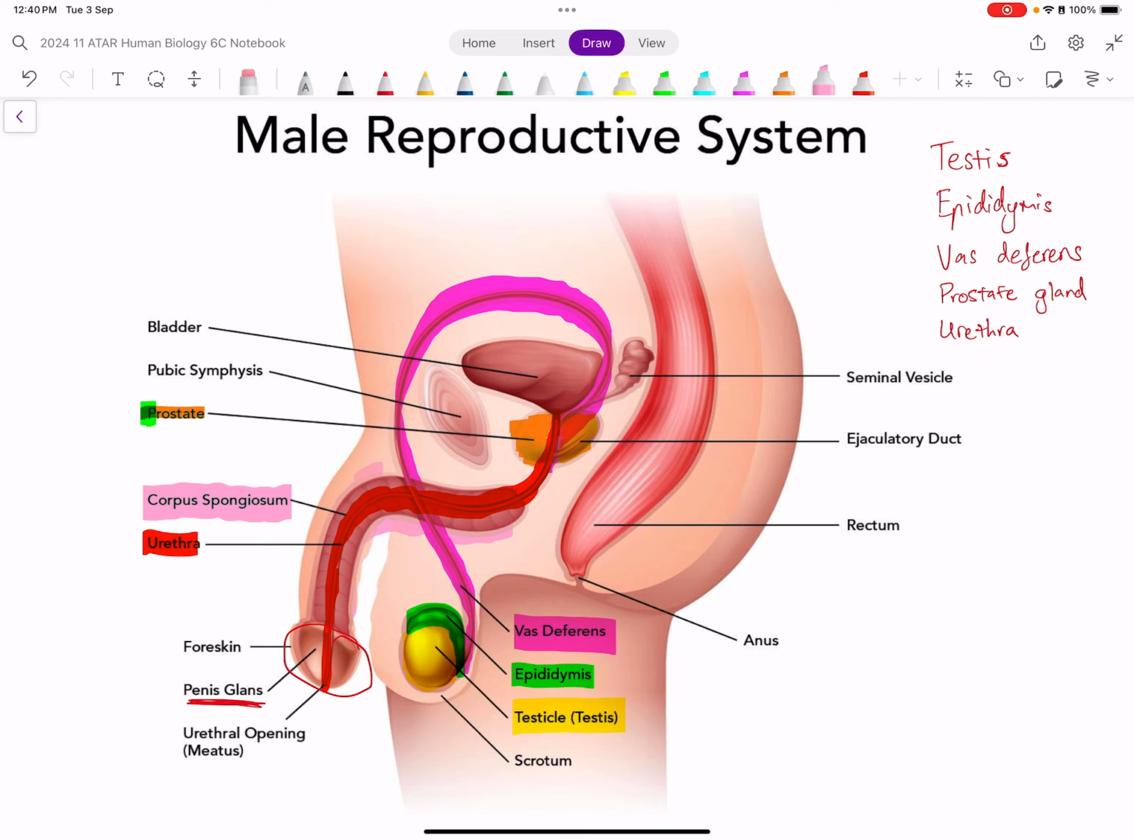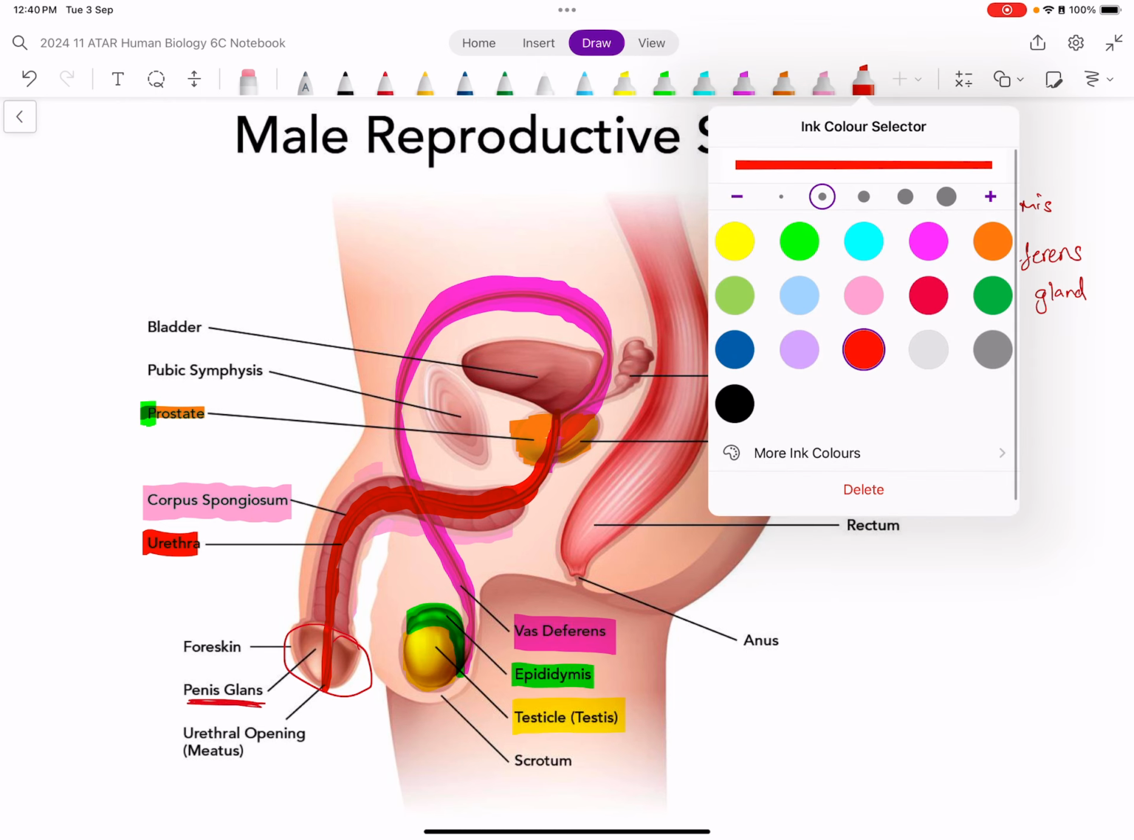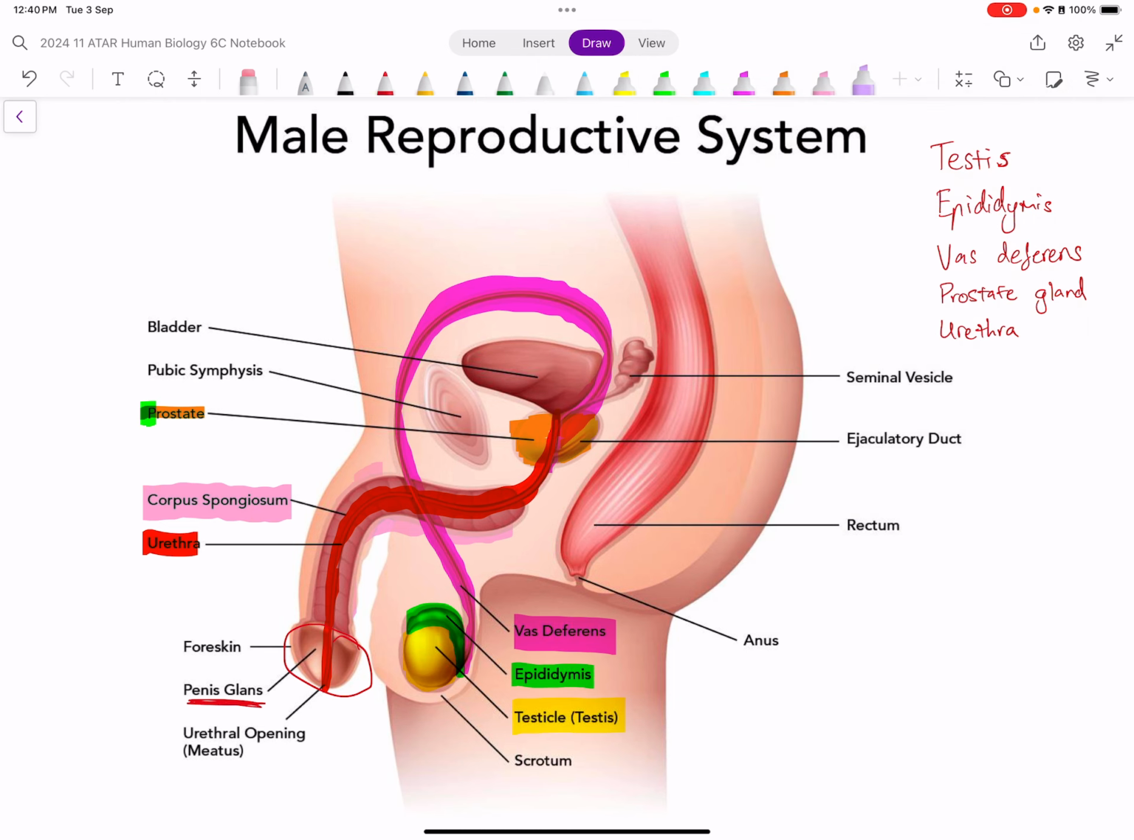But there are some other supporting structures that are really important for us to know. And what I'll do for these supporting structures is I'll highlight these all in purple. The first of which is the seminal vesicle. The seminal vesicle is what stores and releases a sugary fluid into the sperm to help provide them with energy. And this sugary fluid takes up about 60% of the volume of semen.